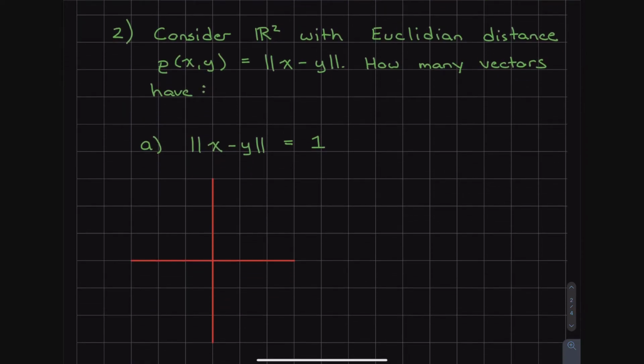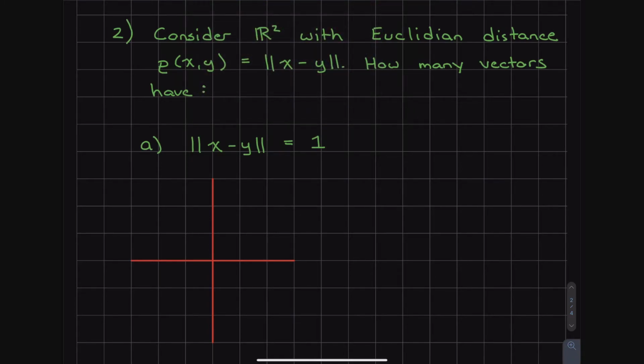All right, so moving on, we have to consider R2 again. So again, we're sticking with 2 dimensions, but now we're going to talk about Euclidean distance. So the formula right there is the norm of x minus y. How many vectors have x minus y equal to 1? Well, just kind of like before, there's going to be an infinite amount of vectors.